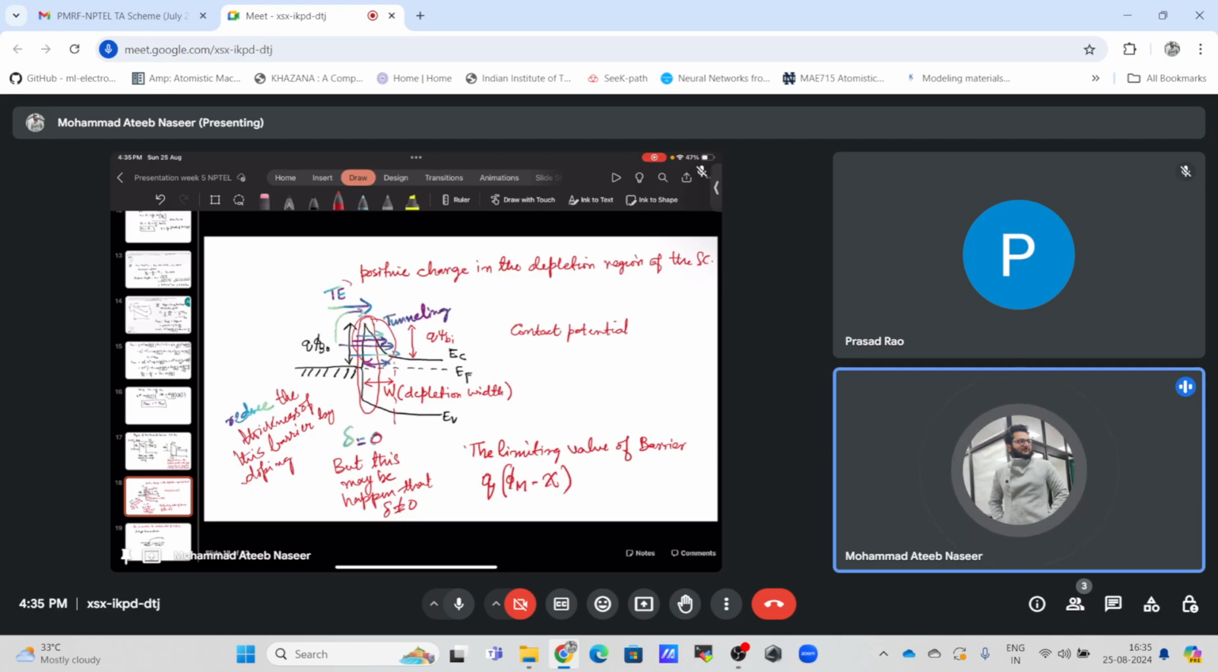So these two mechanisms, the thermionic emission and the tunneling mechanism, can be considered as the governing transport mechanisms. Although recombination and diffusion will also be there, let's not go into the details of those. So I guess that's all we need to know about this metal semiconductor junction.